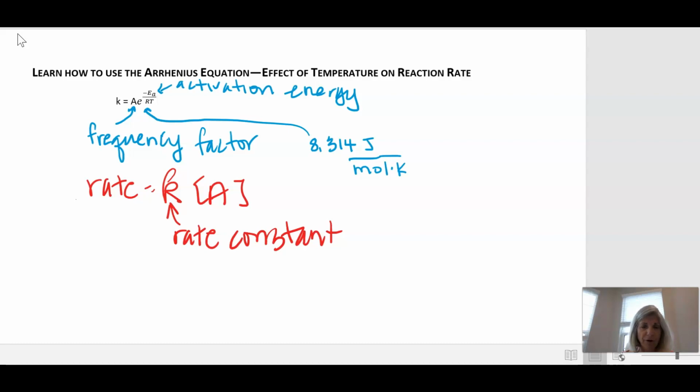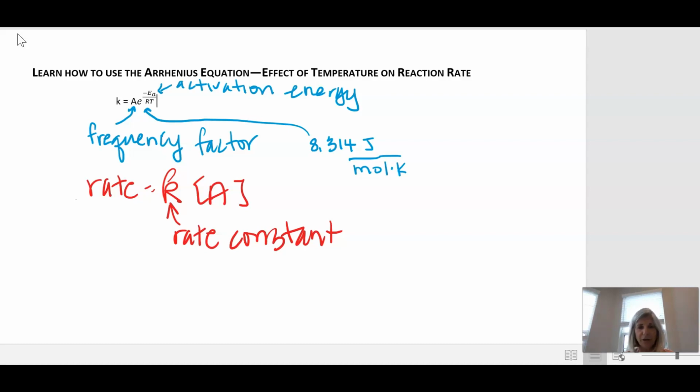So here we have the rate constant, and now we're looking at the effect of temperature on reaction rate. So T, temperature, is in the denominator. So if we increase this denominator, making the denominator bigger, this entire value gets smaller, and then we have a negative exponent. So this entire value gets bigger and K gets bigger.